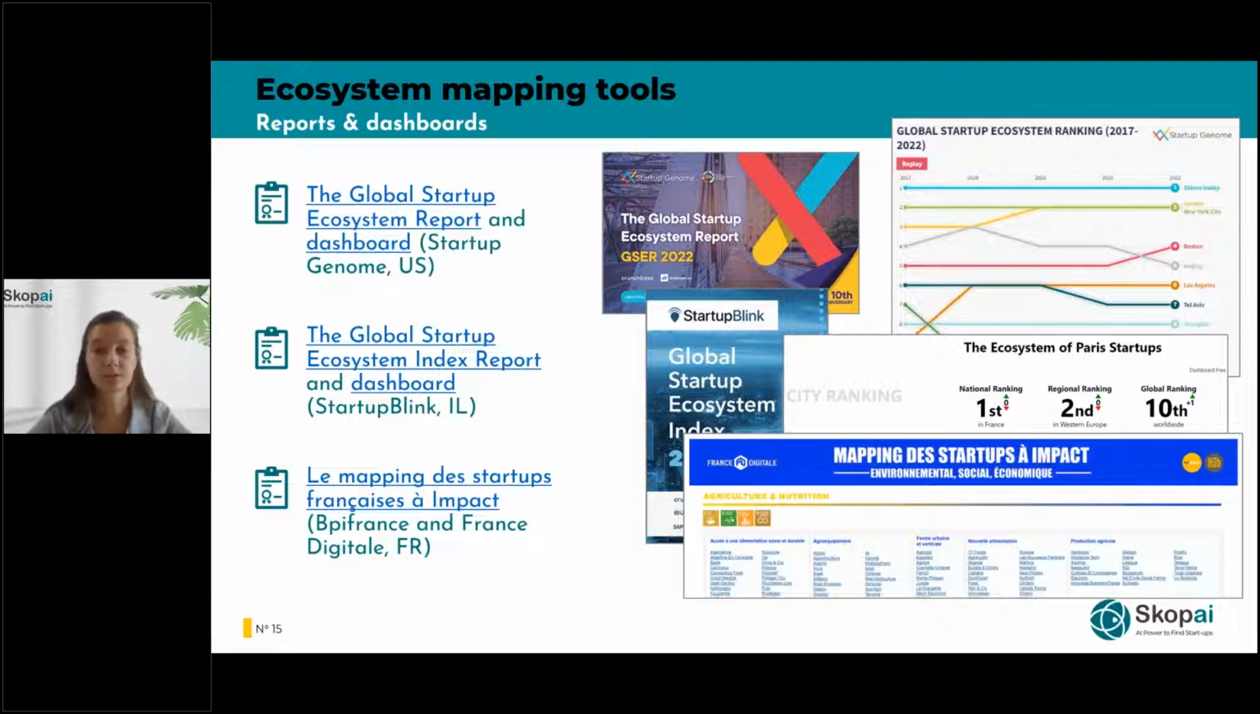The third example that you can see on the slide is the mapping of French startups that provide impact, made by BP France and France Digital in France. And it provides an example of mapping of startups that provide environmental, social, and economic impact. This way, whether the first two examples are more about the geographical ecosystem, the third one provides an example of a report of a thematic startup ecosystem.